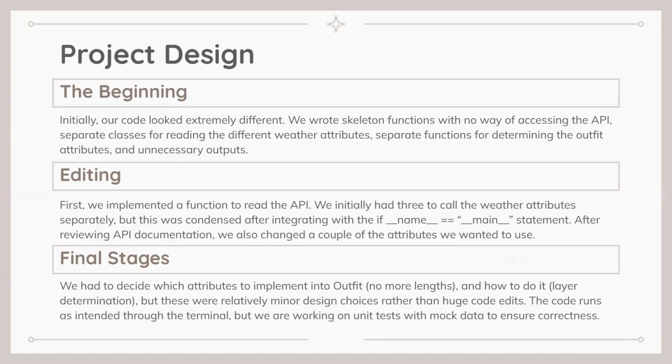And then things like layers, we didn't know how we wanted to suggest the number of layers the user wanted to wear. So we ended up doing the maximum number of layers you should wear in a day. And we figured that users could decide when to take them off throughout. These were relatively minor design choices as opposed to changing huge chunks of code like earlier in the editing process. And it runs as intended through the terminal currently, but we're working on unit tests.